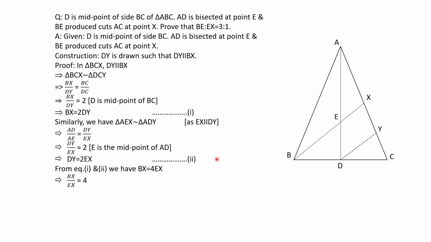Or we have BX by EX equals 4. Now BX by EX minus 1 equals 4 minus 1, which equals 3. Or taking EX as LCM on the left hand side, (BX minus EX) by EX equals 3 by 1. Or we have BE by EX equals 3 is to 1, because BX minus EX is BE. Hence proved.